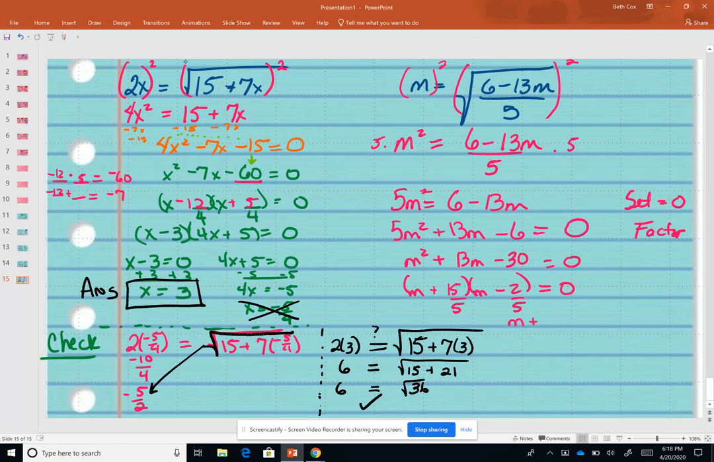So I have m plus 3 and m minus 2/5 is equal to 0. My answers are negative 3 and positive 2/5. I won't go into detail. I ran out of room, but there they are. And for the same reason that last problem didn't check, remember the negative one on the last problem didn't check, the negative one on this one's not going to check. So my answer is just going to be 2/5. You can plug it in and check it if you'd like. Take my word for it. It's 2/5. Let's call this one a day.